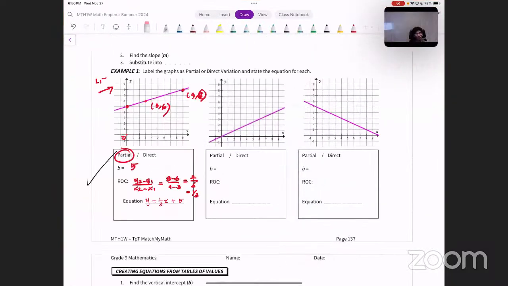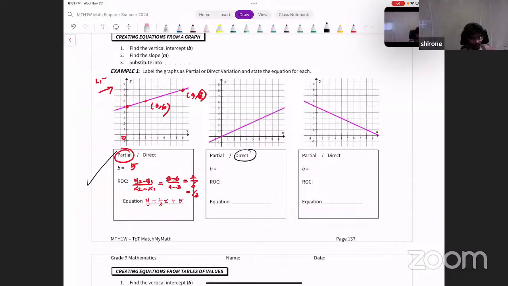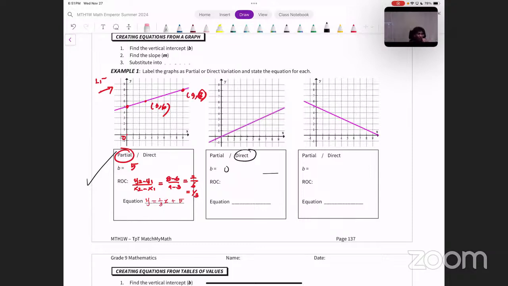Everything is good. So just give me a moment. So this is direct. Can you see that right now, sir? And then B is 0. Rate of change: count 1, 2, 3, 4, 5, 6. Rise over run. So the run is 6 and the rise is 3. So that is going to be 1/2. So the equation is y equal to 1/2 of x, because B is 0.